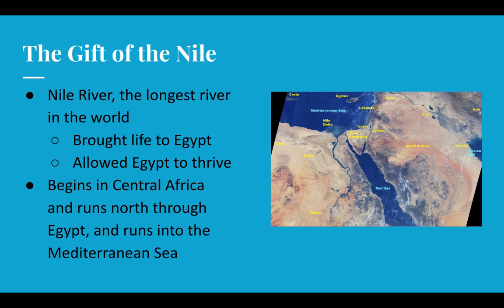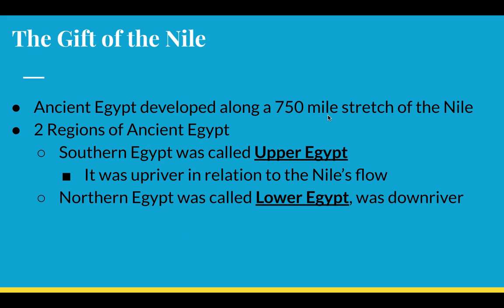Okay, the gift of the Nile. The Nile River is the longest river in the world. It brought life to Egypt and it allowed Egypt to thrive. It brought life to Egypt by transportation, traveling up and down, but also being near a water source for farming, with the flooding and how that helped things to grow there. The Nile begins in Central Africa and runs north through Egypt and into the Mediterranean Sea. So it actually starts down here and then flows out into the Mediterranean Sea. So it flows north. Ancient Egypt developed along a 750-mile stretch of the Nile.